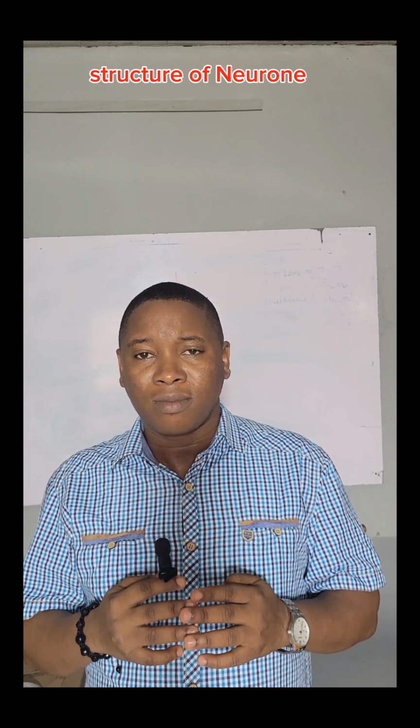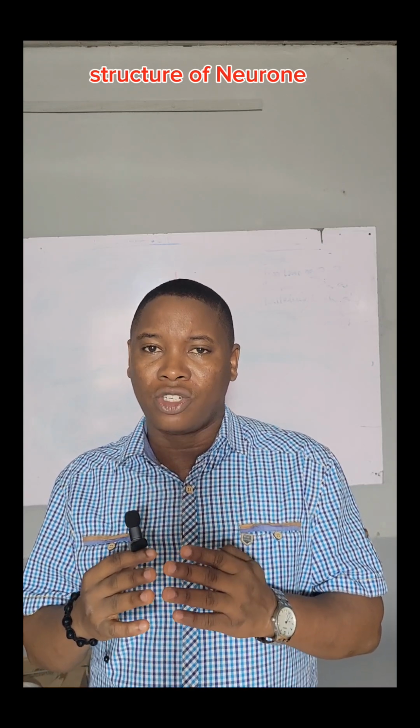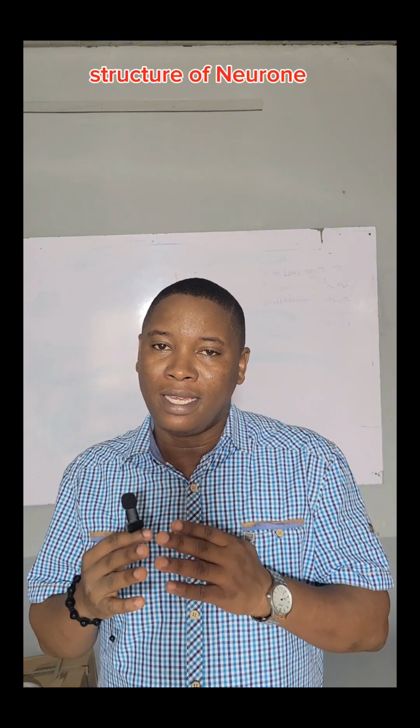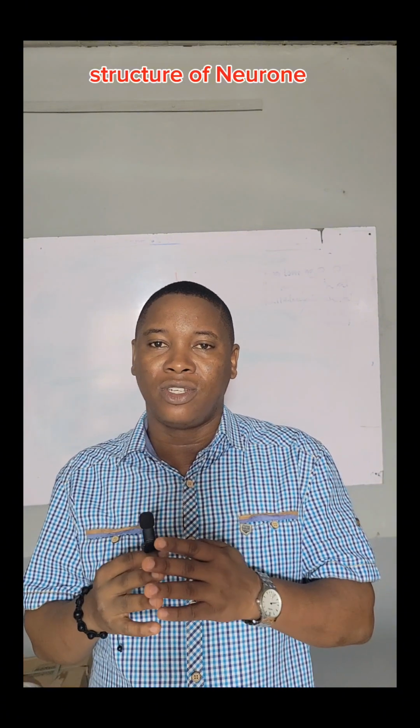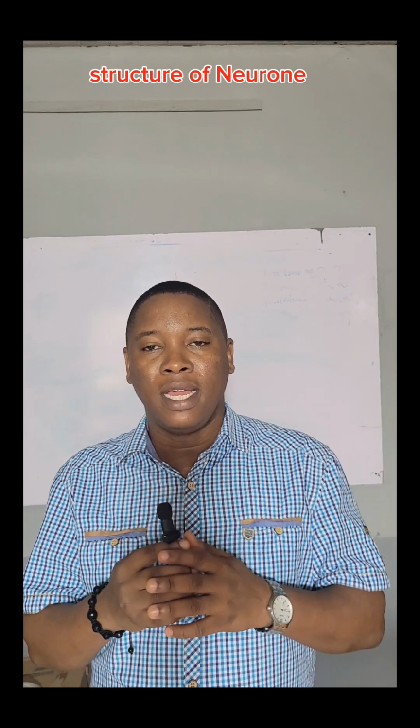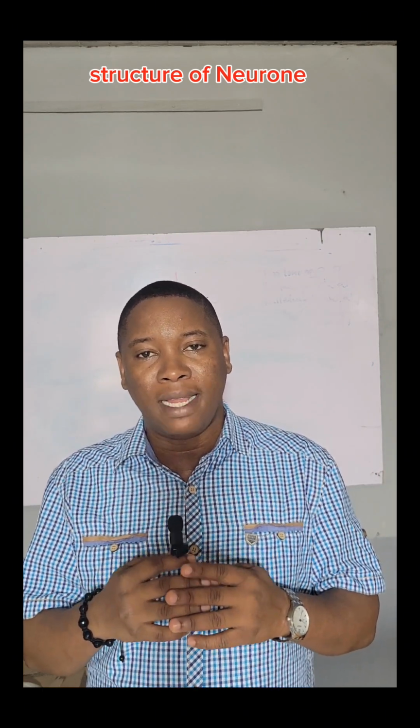A hillock is a cylindrical, cone-like structure that is attached very closely to the cell body, and it is the beginning of the axon. From there, the axon flows like a tube all the way down. And then we have what we call the myelin sheaths.